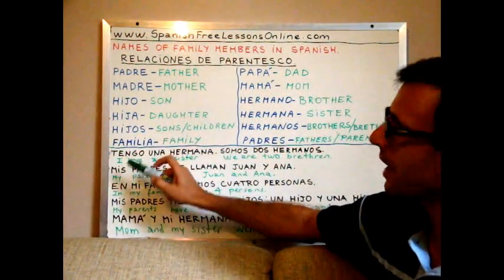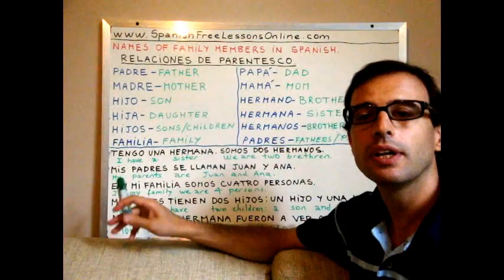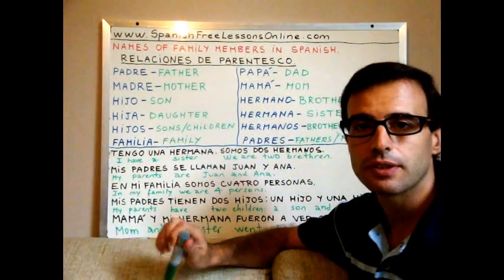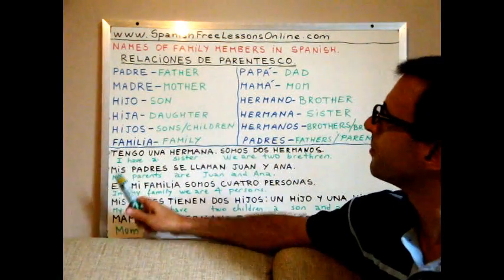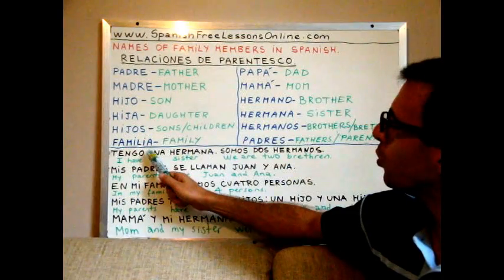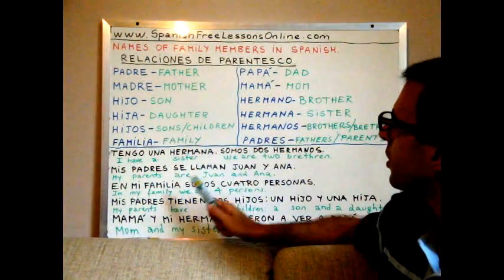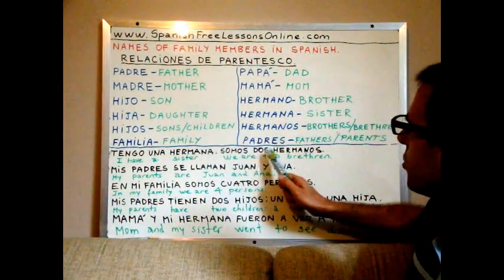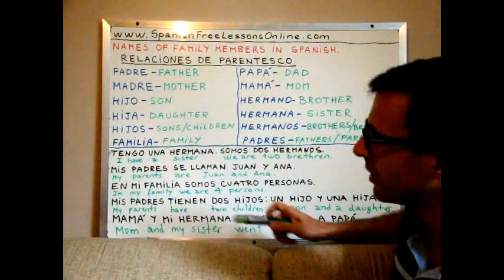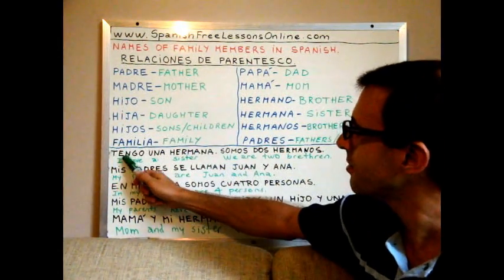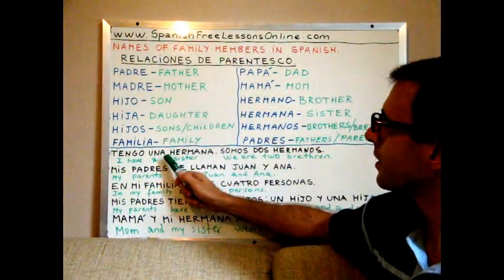And in black I have written the sentences in Spanish, in green the meaning in English. So let's start with the first one. Tengo una hermana. Somos dos hermanos. This is, I have one sister.